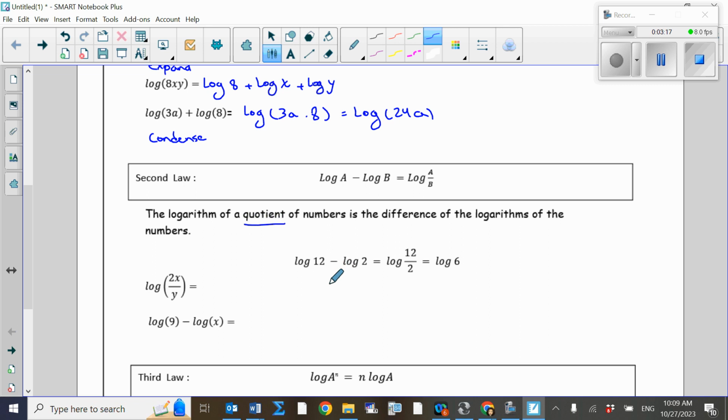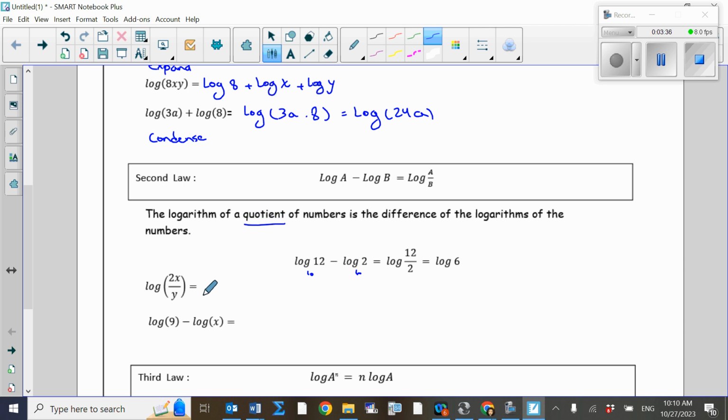So look at this example. Log of 12 minus log of 2. The base is 10 for both of them. And I can write this as log of 12 divided by 2, which is 6. So that's going to be log of 6.